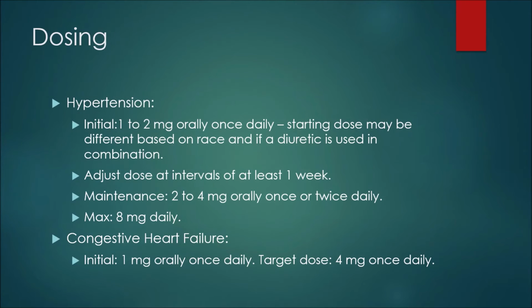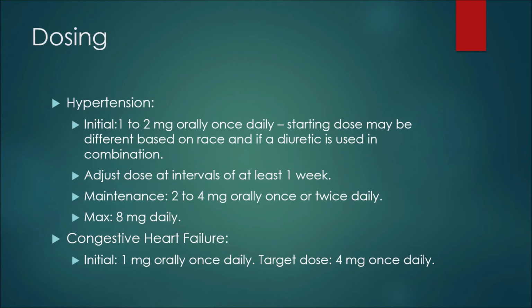Now for some examples of dosing. So in hypertension or high blood pressure, the initial dose would be 1 to 2 milligrams orally once daily. The starting dose may be different based on race and if a diuretic is used in combination. Adjust the dose at intervals of at least 1 week, and the maintenance therapy would be 2 to 4 milligrams orally once or twice daily. The maximum dose would be 8 milligrams daily.